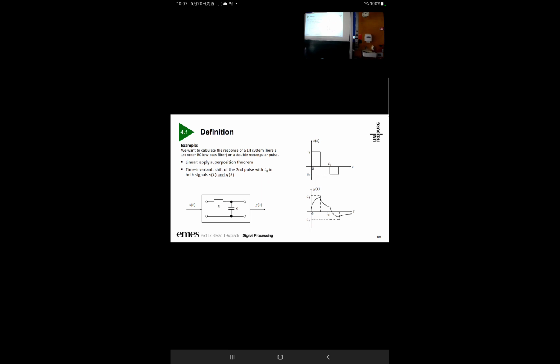Here for our simple RC low-pass filter, we have this input function consisting of two rectangular pulses. The first one should be a positive pulse weighted with A1, and the second one a negative pulse weighted with A2. The resulting output is then sketched here, and we can calculate this output by simply analyzing both rectangular signals individually. Possible, and then the result will be the same.